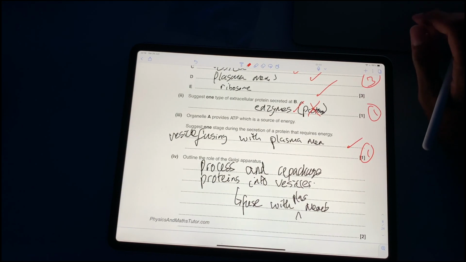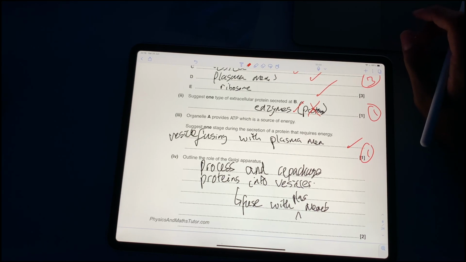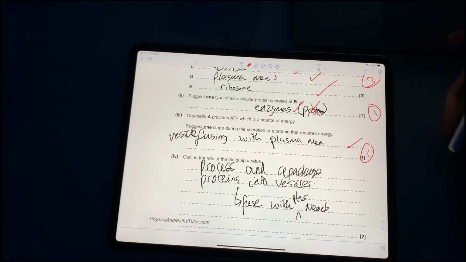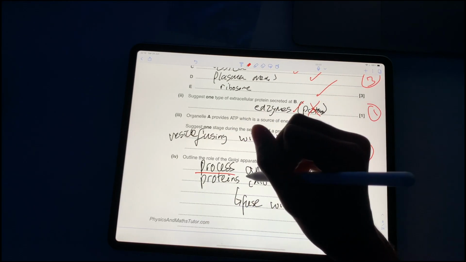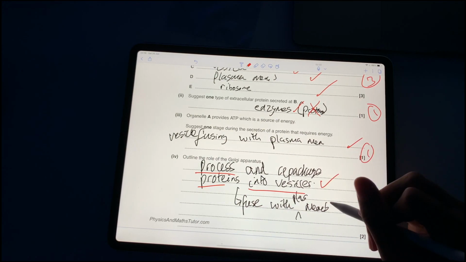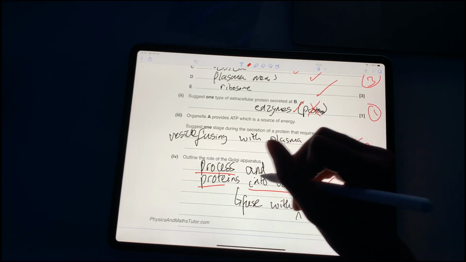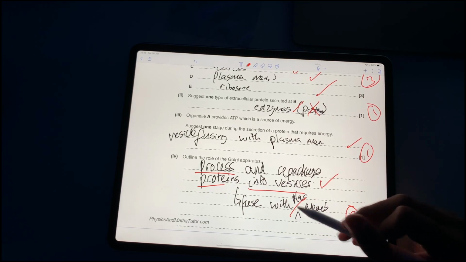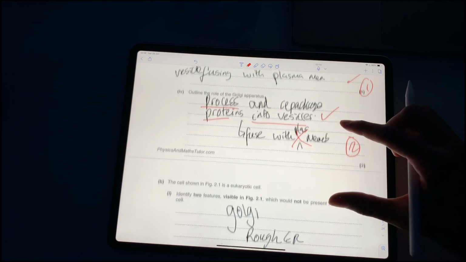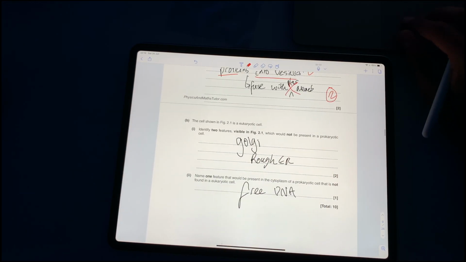Outline the role of the Golgi apparatus. Receives proteins from ER, so I didn't say that. Modifies proteins, packages. So processes and repackages proteins into vesicles. I think that's 2 marks because process. Yeah, and then it's not fused with it. Okay, I need to remember it makes lysosomes.